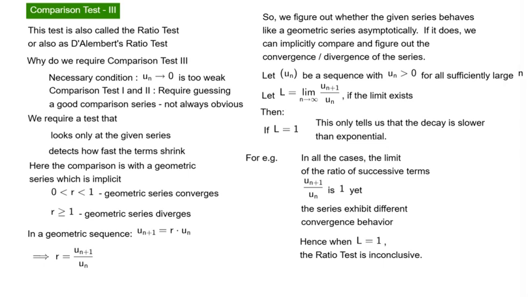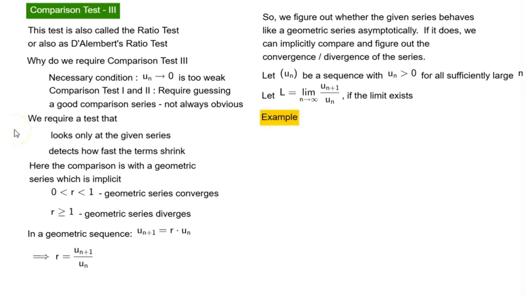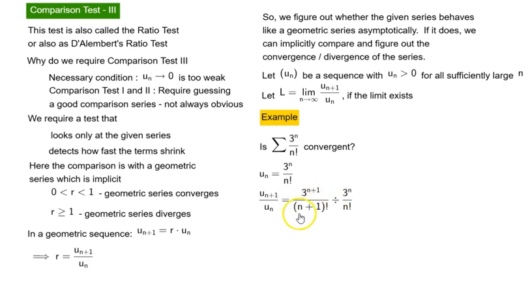So now let's actually solve a concrete example. Is the series 3 to the power of n divided by n factorial convergent? So the general term is 3 to the power of n by n factorial. We take the ratio u sub n plus 1 by u sub n, which is equal to 3 to the power of n plus 1 divided by n plus 1 factorial, divided by 3 to the power of n by n factorial.